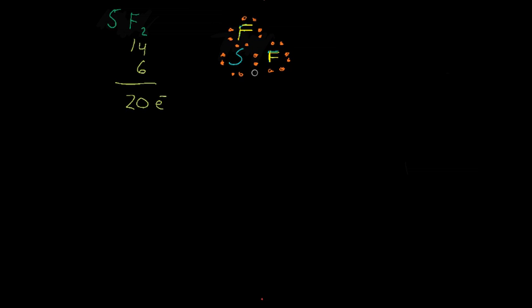Let's just take a look now if that worked out. I have fluorine, which wants to have 8 valence electrons. It's sharing those electrons. And then I've got the second fluorine sharing these valence electrons.